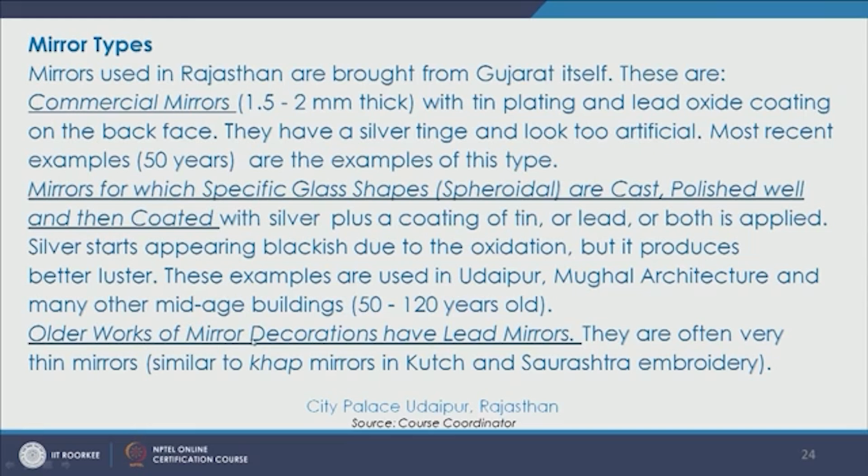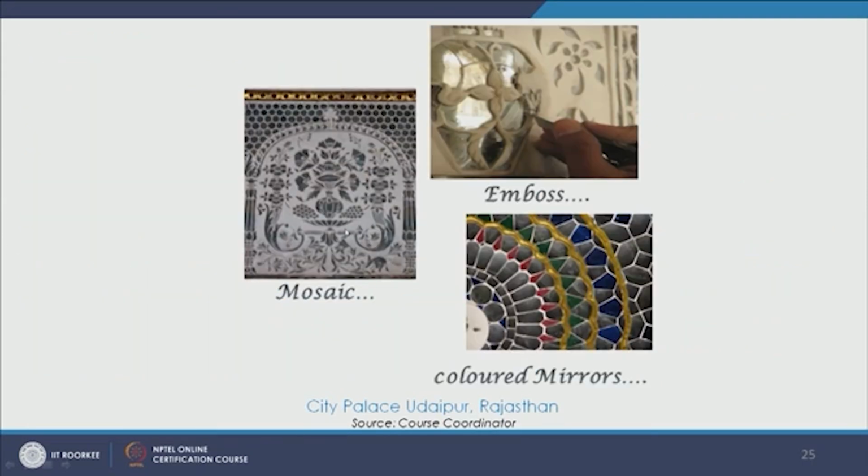And then there are older works of mirror decorations which have lead mirrors. They are often very thin mirrors. In local parlance, in the Kutch and Saurashtra embroidery, there are khap mirrors that can be seen. They are called khap mirrors. They are similar to those, they are very thin. So we see these three major categories or types of mirrors in these different buildings, and we also saw which particular ones are seen in City Palace Udaipur. Then if we talk about the mirror work and glass work, there are several techniques that are employed.